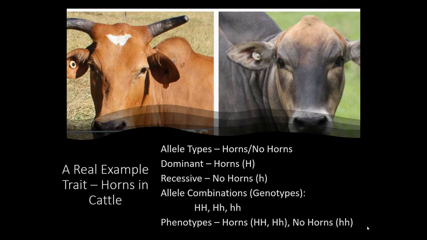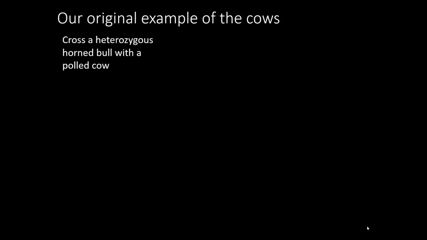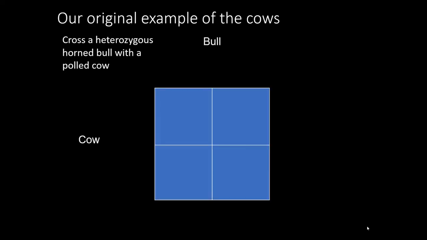Let's see what this looks like in a Punnett square. So our original example of the cows, we can cross a heterozygous horned bull with a polled cow. So just to give you a little bit of vocabulary background, bull is a male cow and a cow is a female cow. Horned obviously is horns, polled means no horns. So what this looks like is we have the bull up on the top, we have the cow on the side. Heterozygous means that you have a big H, little h.